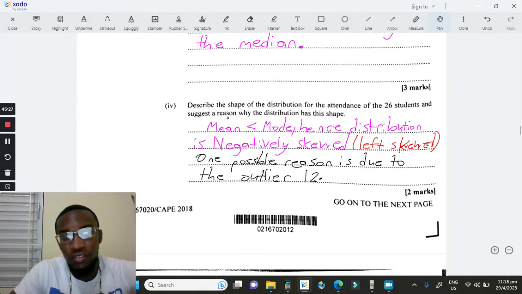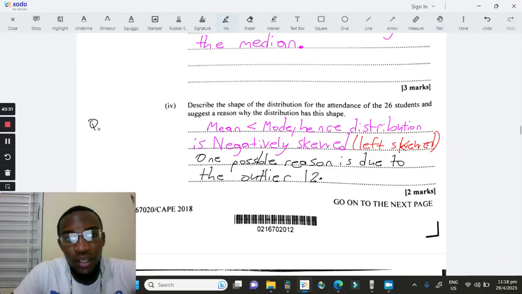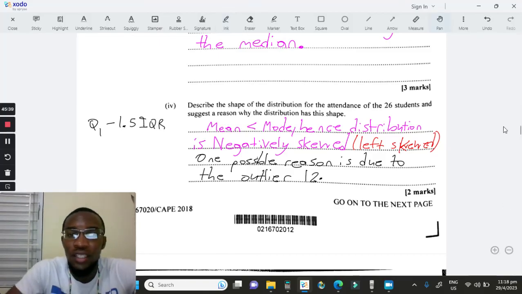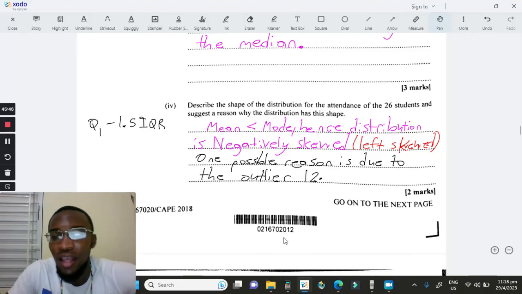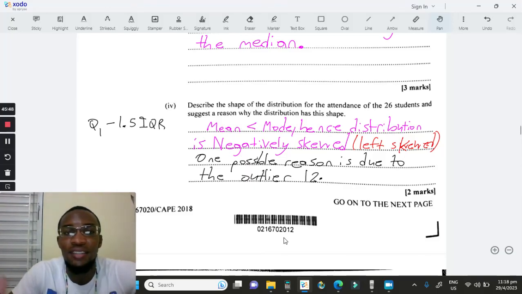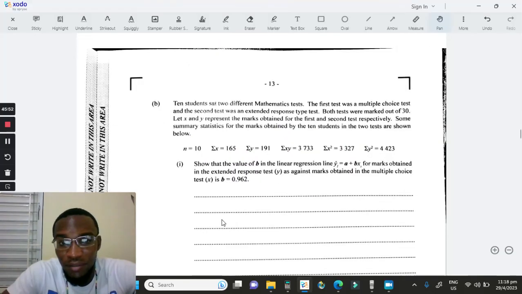Well, actually, you could verify if 12 is an outlier using the formula Q1 minus 1.5 times the interquartile range. That would tell us if it's actually an outlier, but we'll get the gist. Due to 12 being so far away from the next number, that's the reason why the shape is negatively skewed. 12 affects it big time.